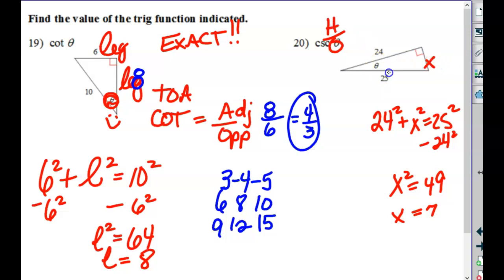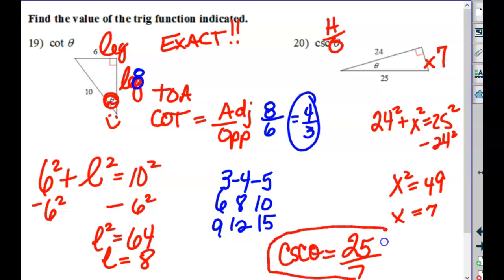So hypotenuse over that 7 would be 25 over 7, which is the cosecant of the angle. I don't want to know what the angle is, guys. I just want to know the value of the function. Make sure you're answering what they asked for. Everybody okay?